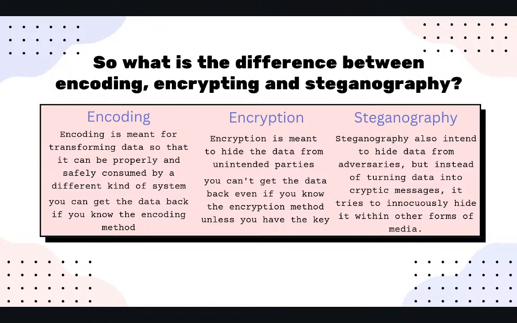Say, for example, we have a web service which takes in data which is only printable ASCII characters. But suppose our data is not printable ASCII characters. While passing on the data, it should be in a format such that it is completely printable. So we can take our data, encode it into just ASCII characters and give it to the server, and the server could decode and work with the actual data. So encoding is meant for transforming data so that it can be properly and safely consumed by a different kind of system.